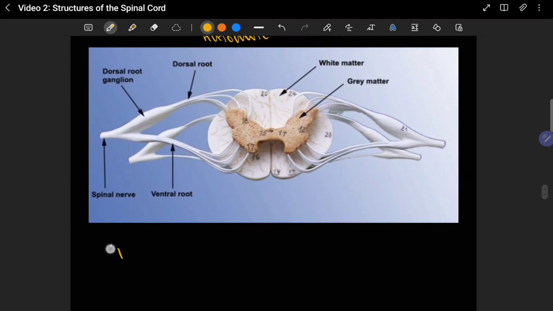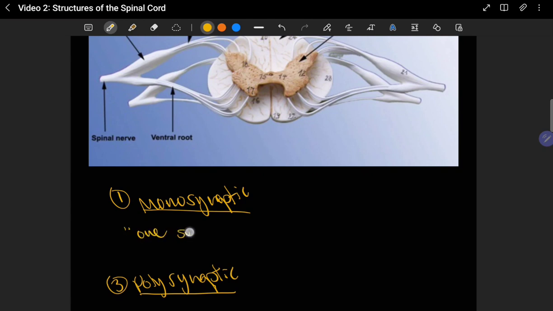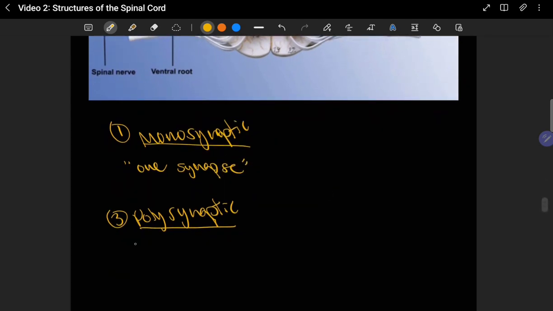We have two types. We have monosynaptic reflex arcs, and then we're going to have polysynaptic. So let's break these words down. Mono means one. So we're dealing with one synapse. Poly is many. So we can have many, or this also just means more than one synapse.